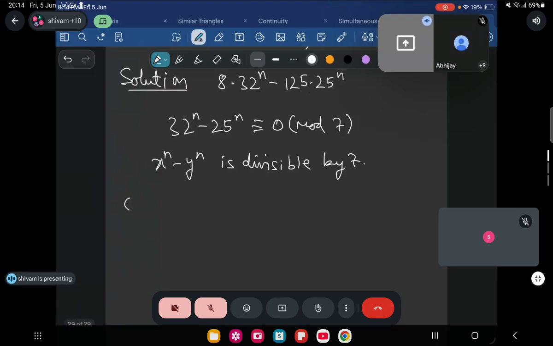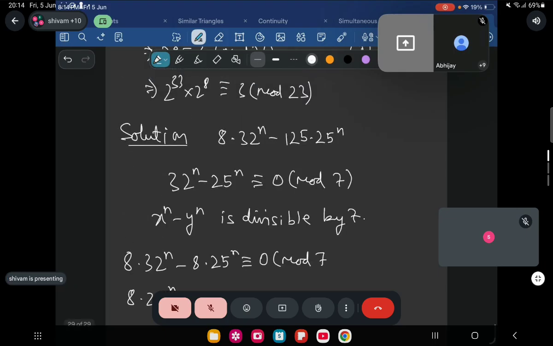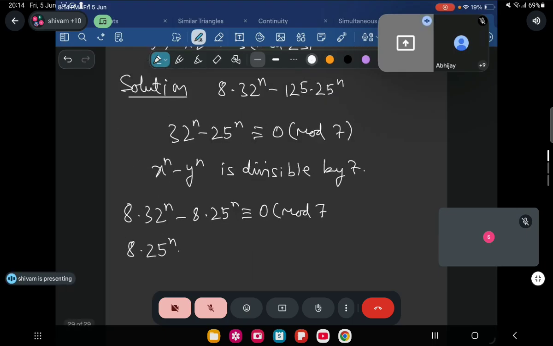Okay, so what I'm going to do is I'm going to add and subtract some terms. That is 8 into 32 to the power n minus 8 into 25 to the power n. Okay, this is divisible by 7. Right or not? Tell me, everyone. I can say that this is congruent to 0 mod 7. Okay, next, 8 into 25 to the power n minus 133 into 25 to the power n. This is also congruent to 0 mod 7. Yes or no? Tell me.